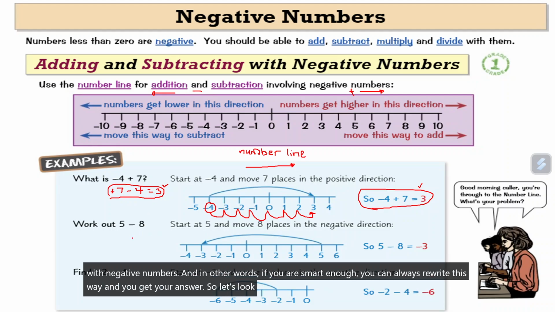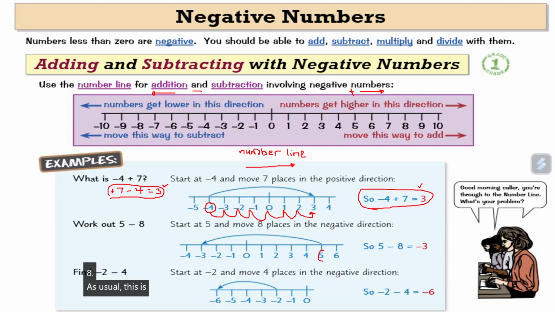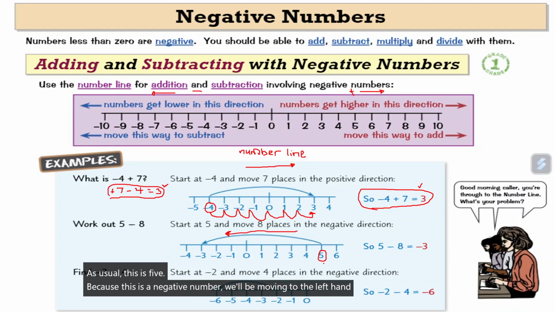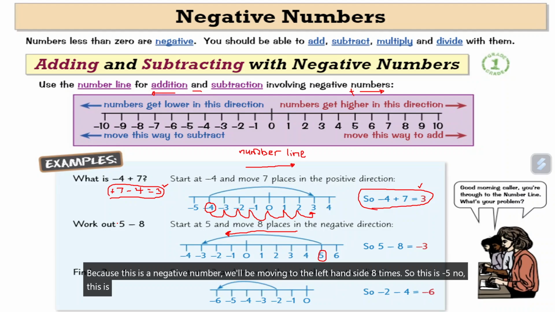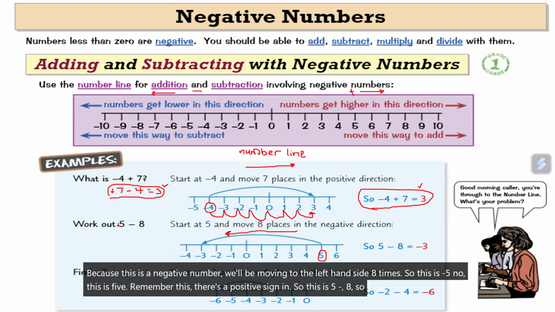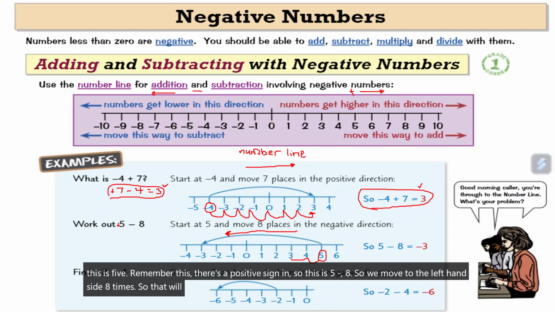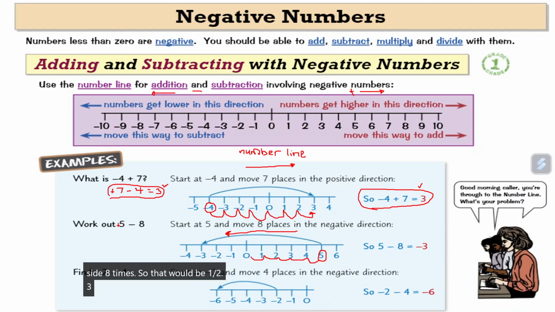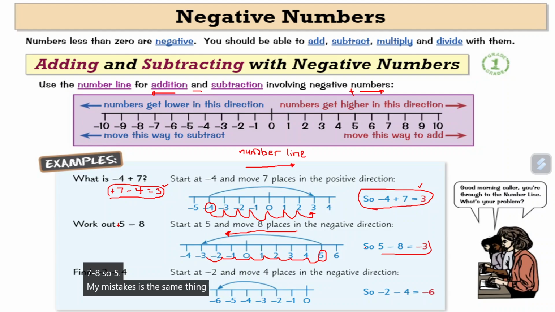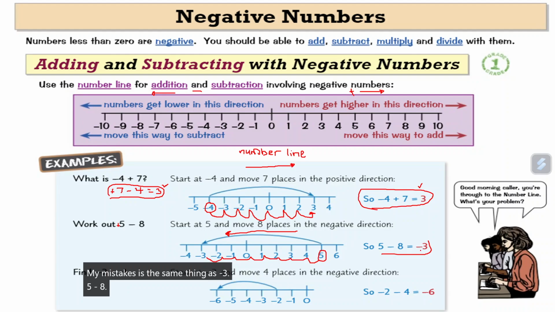So let's look at the next example. The next one says work out 5 minus 8. As usual, this is 5. Because this is a negative number, we'll be moving to the left-hand side 8 times. Remember, there's a positive sign here. So this is 5 minus 8. So we'll move to the left-hand side 8 times: 1, 2, 3, 4, 5, 6, 7, 8. So 5 minus 8 is the same thing as minus 3. 5 minus 8, answer is minus 3.